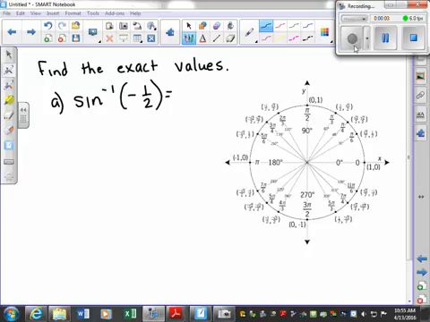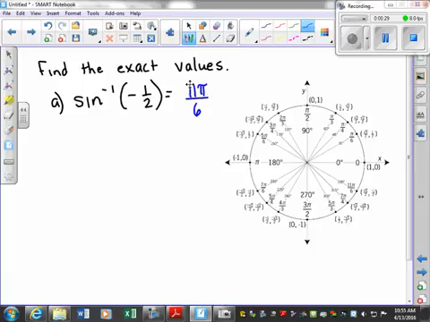Okay, we're going to work a few more examples in this lesson just to get some more practice with it. But find the exact values. So sine inverse of -1/2. Our sine inverse is defined in the right side of our unit circle. So we're looking for the angle over here whose sine is -1/2, which is the y value. So what is it? 11 pi over 6.